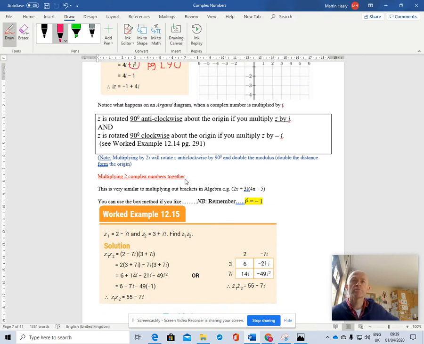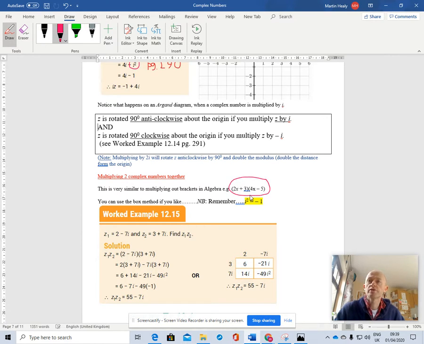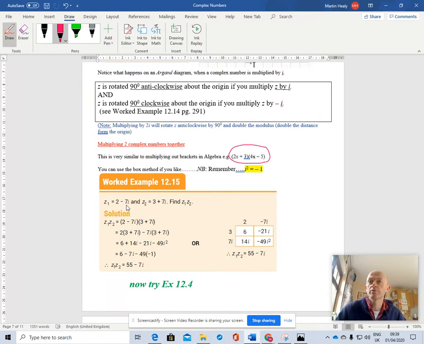Now, multiplying two complex numbers together is the same as in algebra. So you would have done lots of this stuff before. So whatever method you use, a box method, or do you just use what I call the linear method? The first term times the second bracket plus the second term times the second bracket to get your answer. Anyway, here's yet another example from your book.